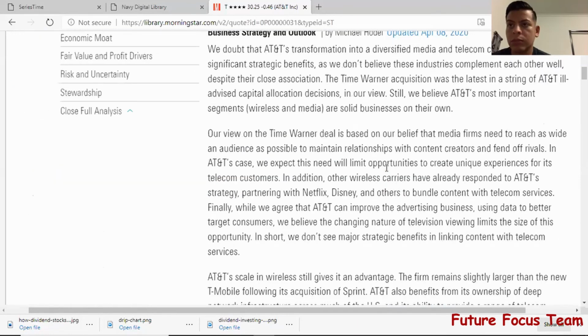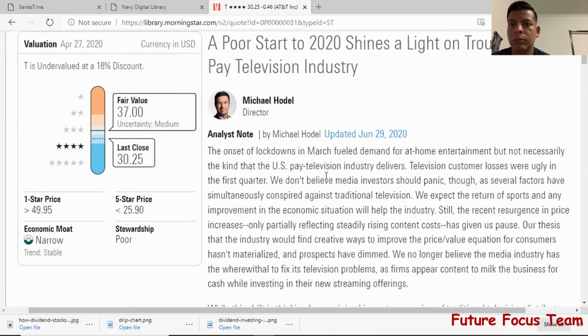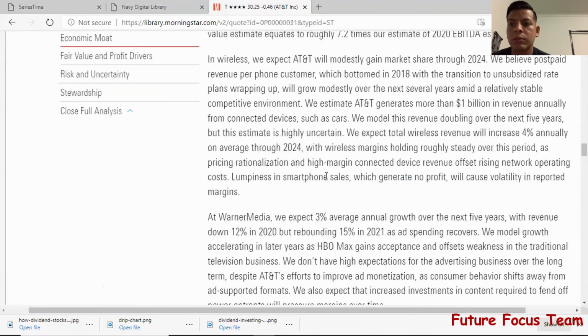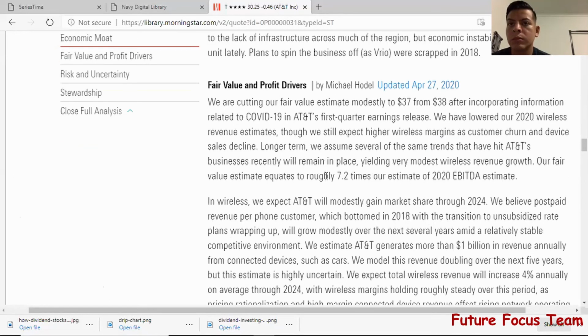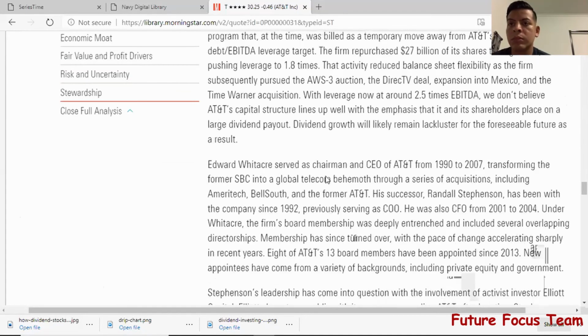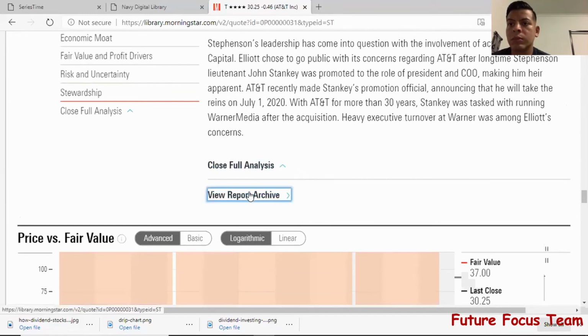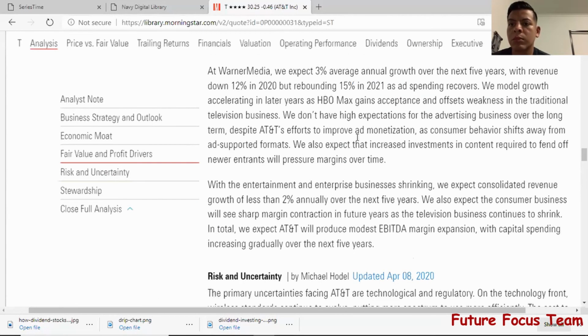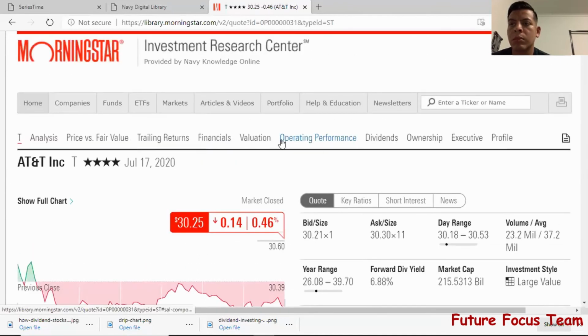Let's see. I'm just looking here to see if they had their documents. I think it's right here, view report archive. Yeah, so you can come here and see reports that the companies put out. Again, does anybody want me to look at anything specific on here?